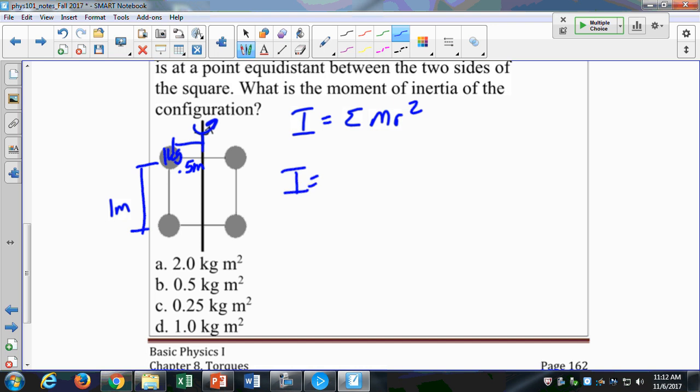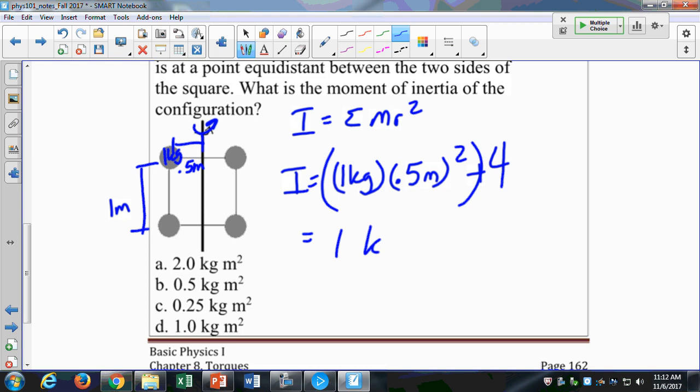For each individual particle, the moment of inertia is going to be m, that's 1 kilogram, times 0.5 meters squared, plus 1 kilogram times 0.5 meters squared, plus 1 kilogram times 0.5 meters squared, on and on. There are 4 of these, so I just multiply times 4. They're all identical, so I can just multiply by 4. If they weren't identical, then I would just add up those individual terms. So that's equal to 1. And then the units for this are kilogram meter squared. Nothing fancy, no new units. We're just doing kilogram meter squared.